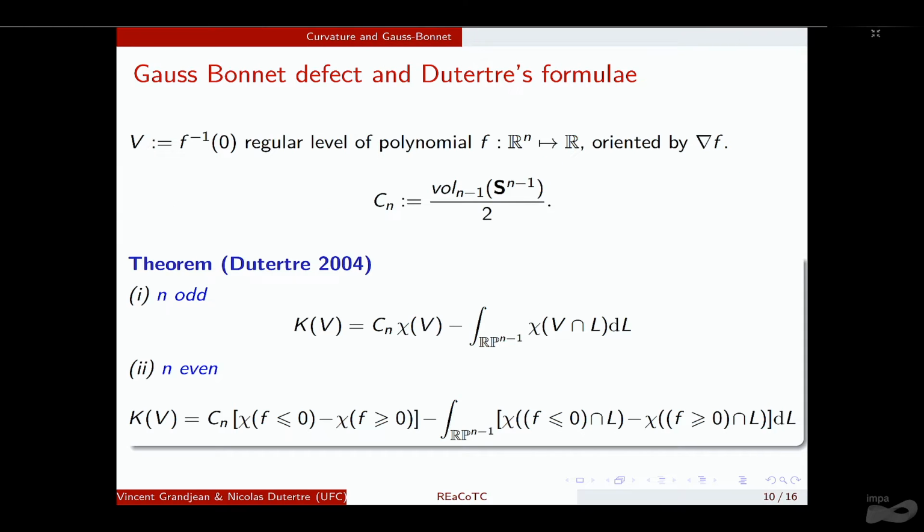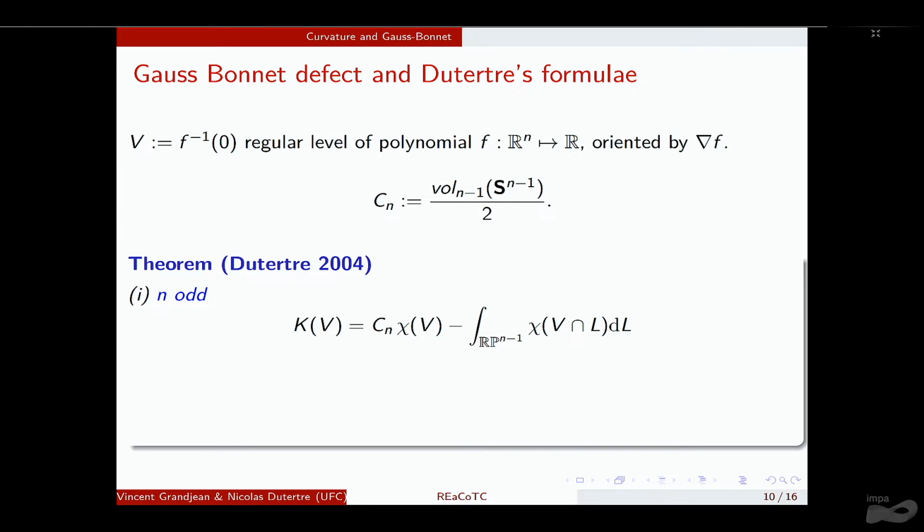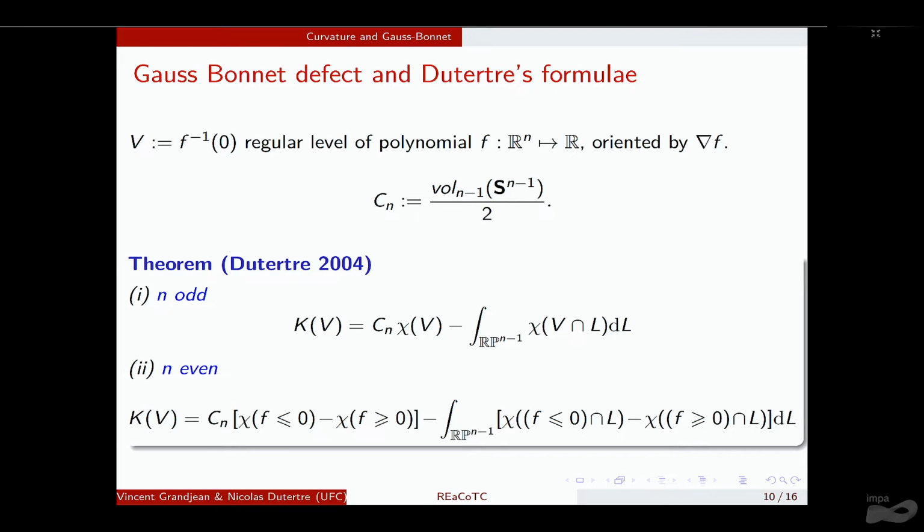what am I doing? So here we have the Gauss-Bonnet part, but we need something else because we are maybe in a non-compact setting. And then there is this term here, which is the average of the Euler characteristic of any hyperplane cut of V. So this is what happens when the ambient space has odd dimension. And when it has even dimension, you get something of a similar type, more complicated. But still, they both are Gauss-Bonnet formulas.